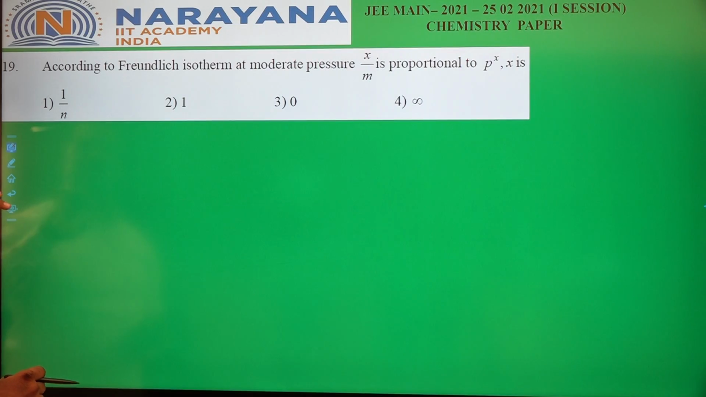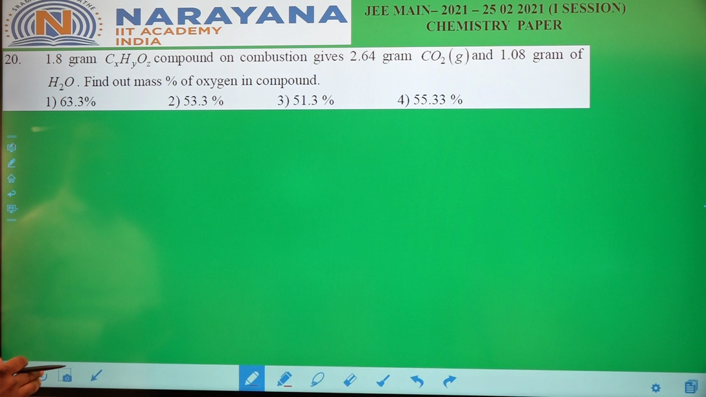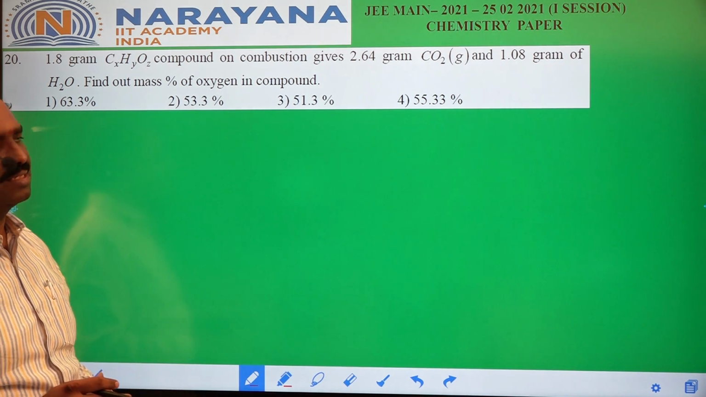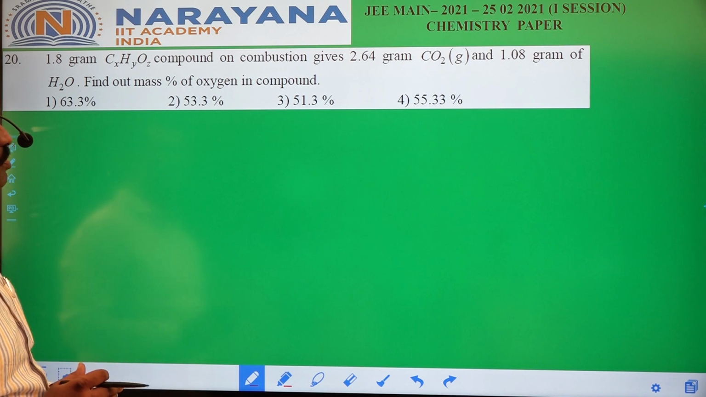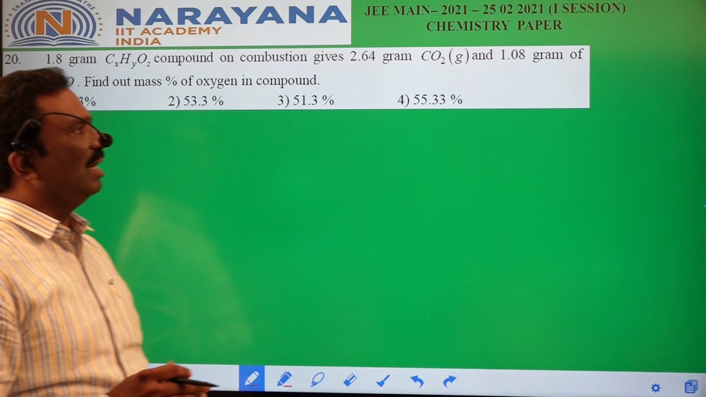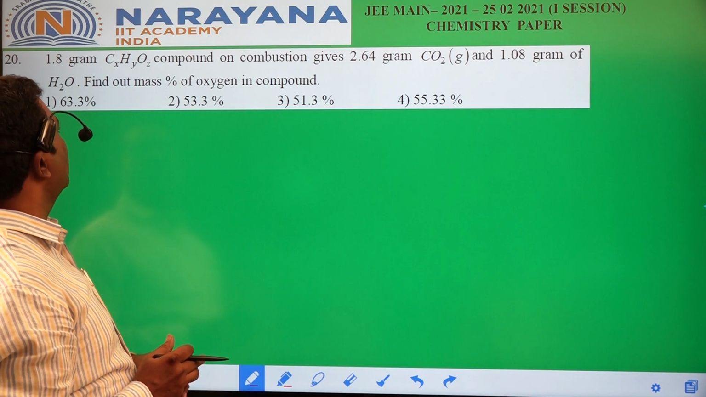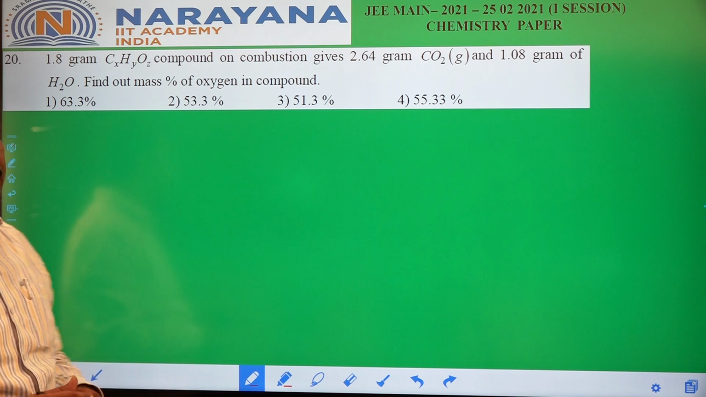Let me take the next question, the 20th question. 1.8 gram CxHyOz compound on combustion gives 2.64 grams of CO2 gas and 1.08 grams of H2O. Find the percentage of oxygen in the compound.